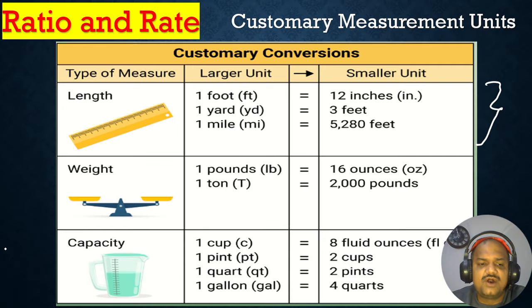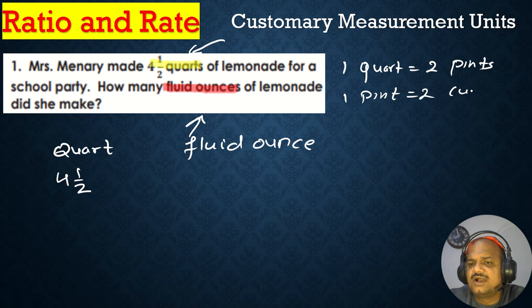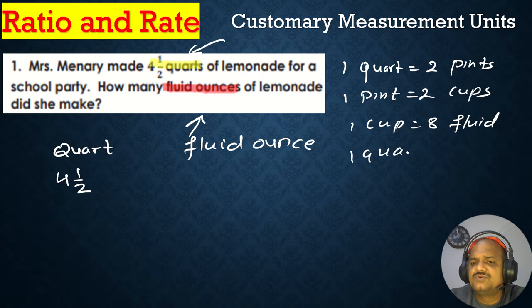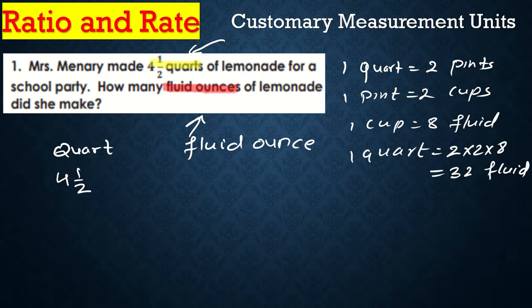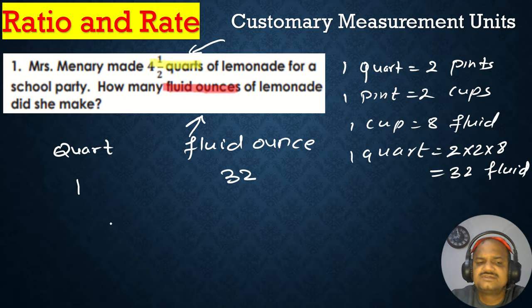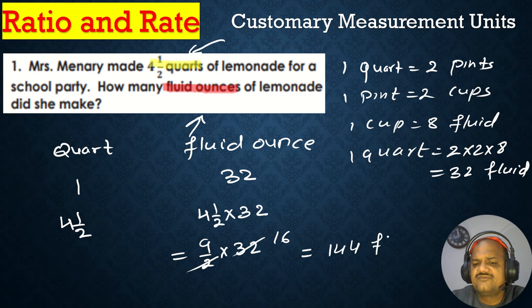You will write 1 quart equals 2 pints, 1 pint equals 2 cups and 1 cup equals 8 fluid ounces. So 1 quart will be equal to what? 2 times 2 times 8, which means 2 times 2 is 4, 4 times 8 is 32 fluid ounces. First you write the formula here: 1 quart is 32 fluid ounces. So 4.5 quarts will be equal to 4.5 times 32. Now just simplify this. 4 times 2 is 8, 8 plus 1 is 9, over 2 times 32. Now 32 divided by 2 is 16, and 16 times 9, I think it will be 144 fluid ounces. Like this you can finish this question.